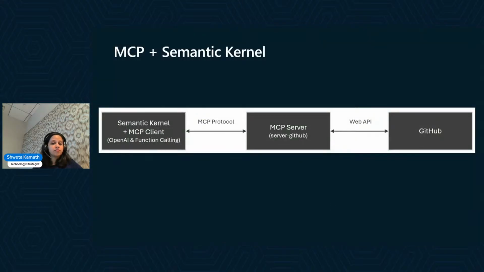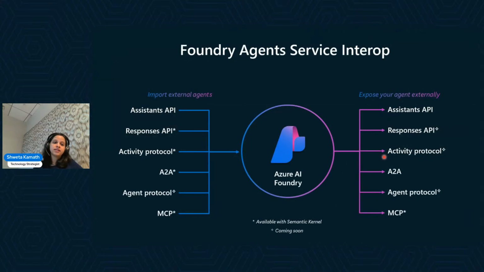Now, moving to interoperability, if you see, Azure AI Foundry sits at the center, and you have the Assistants API, the Responses API, A2A, Agent Protocol, MCP. What this figure represents is that it is very easy to connect with the agent service. If you have agents sitting externally, as you see at the left, you can import an external agent. What that means is I have developed something in, say, Llama or Crew AI, and it's very easy to integrate that within the Foundry agent service.